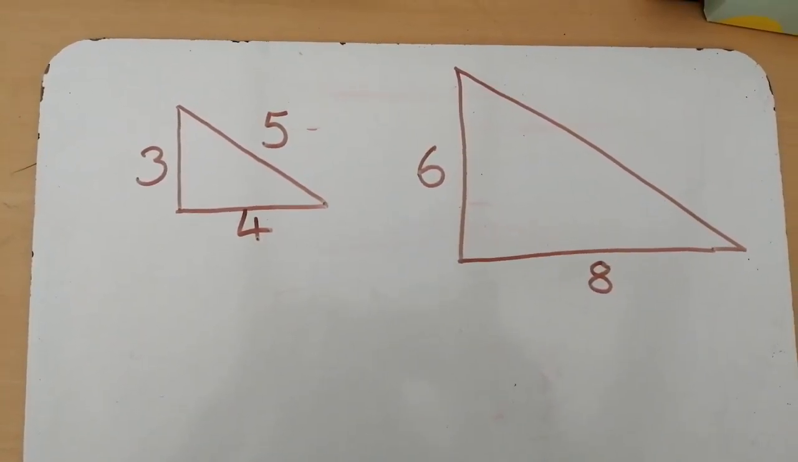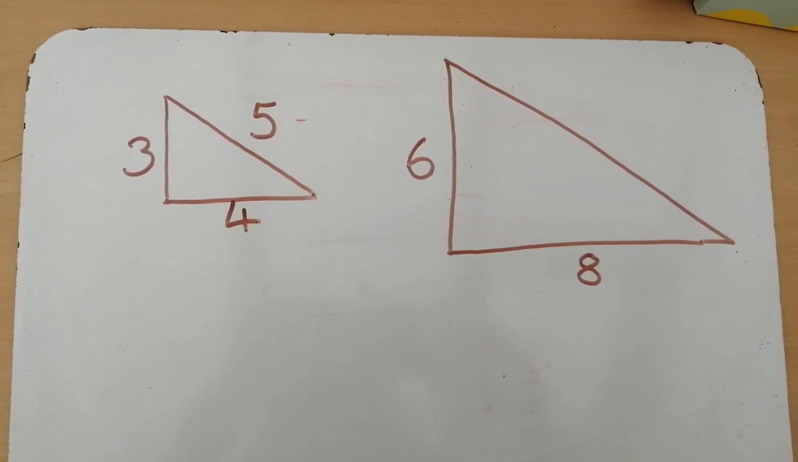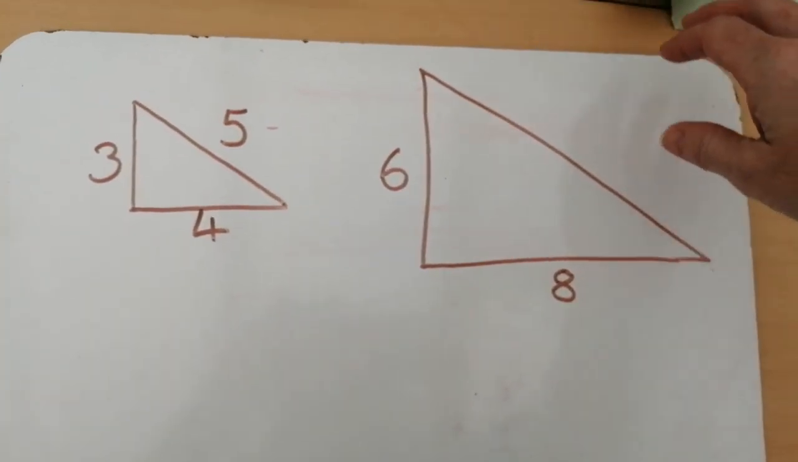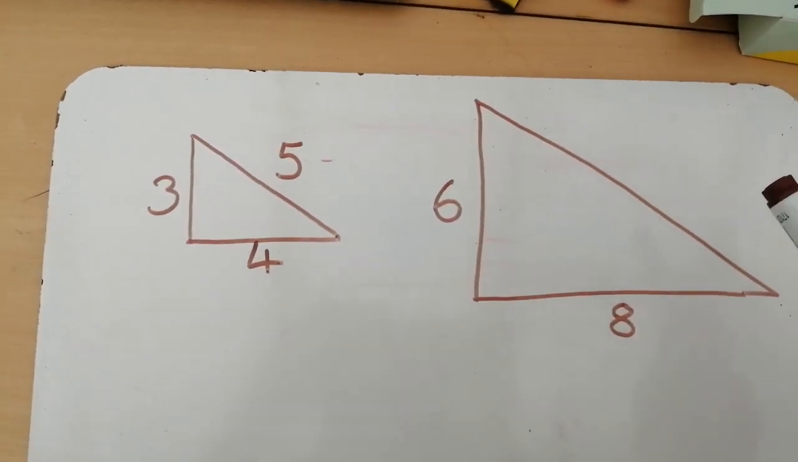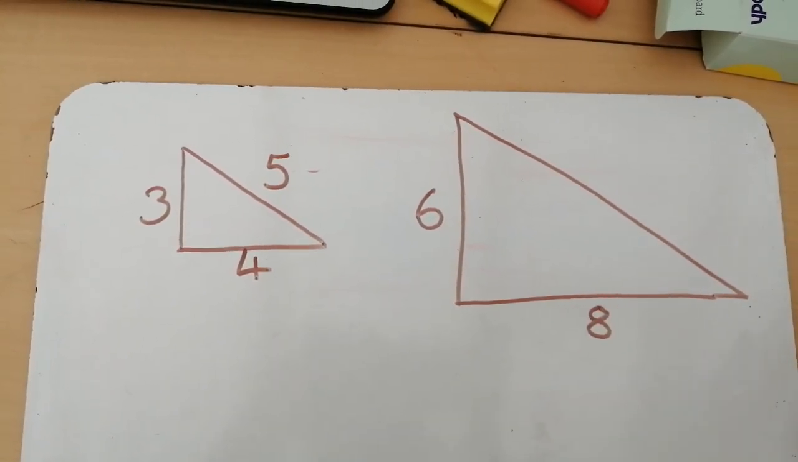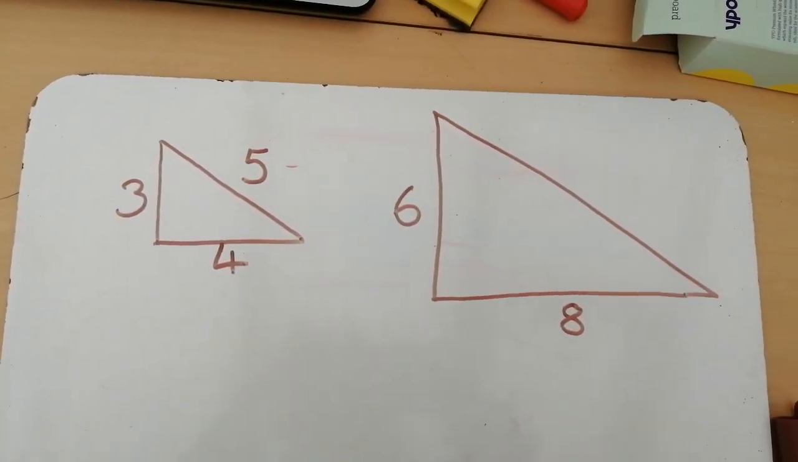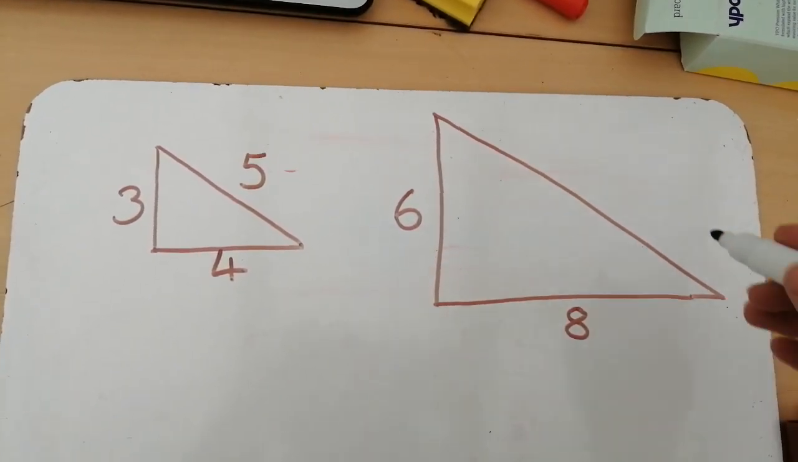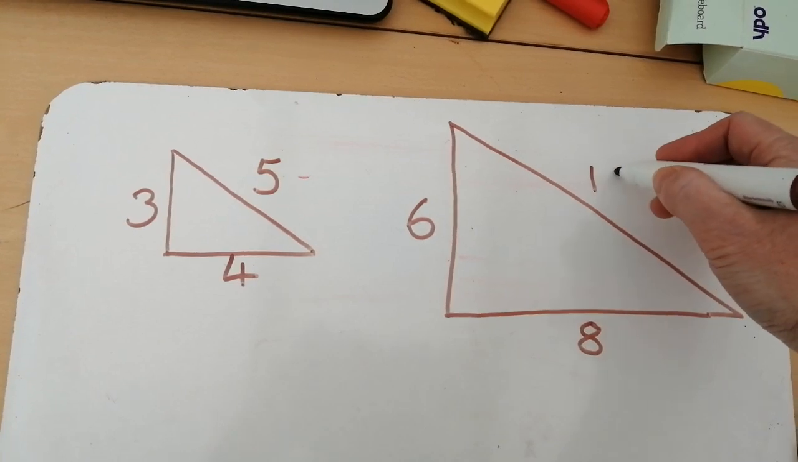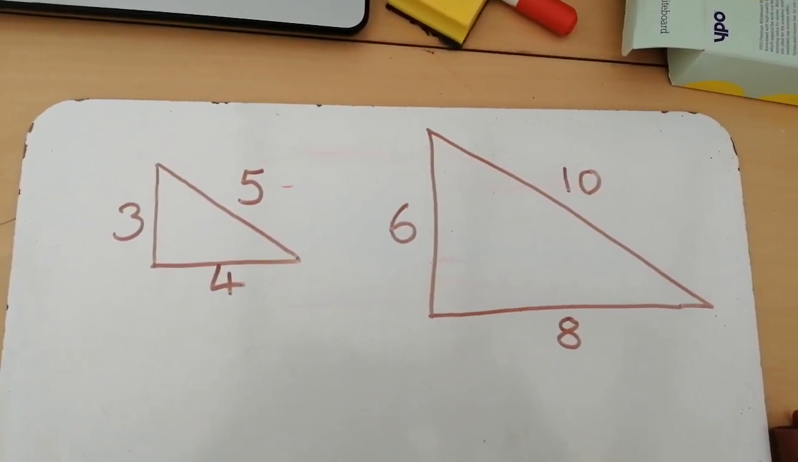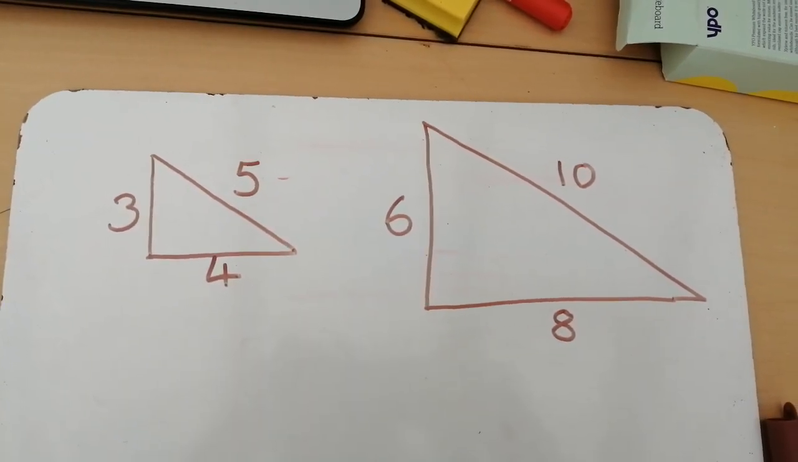Here's another example of where I've used a scale factor of 2. I've doubled my first side of my triangle from 3 to 6, my second side from 4 to 8. So my third side I know is also going to double to be 10 units. The angles will all stay the same.